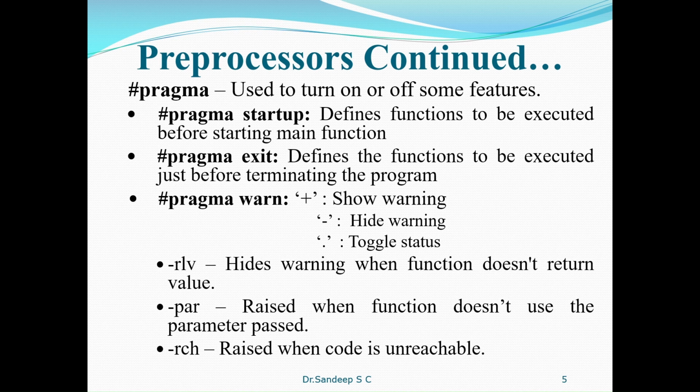Similarly, we have minus PAR, that is parameters. So if you are passing a particular parameter to the function and we are not using it, then a warning will be given. To suppress that warning, we can use a hyphen par. Then we have a hyphen RCH, that is, if a part of the code is unreachable, then it will also show the warning. To suppress that warning, we can use a hyphen RCH. Like that, all these are used with the hash pragma keyword to suppress the warnings.